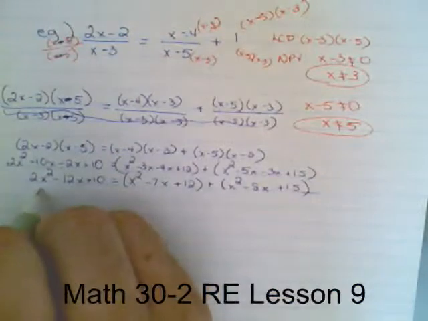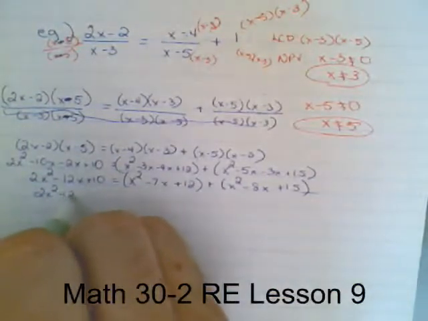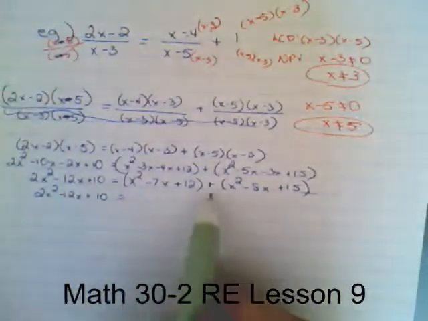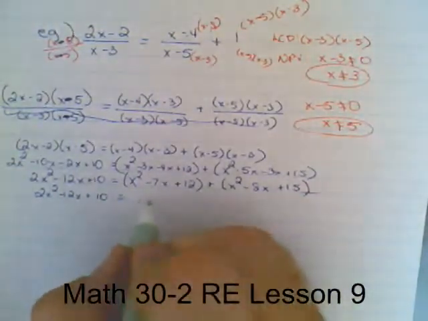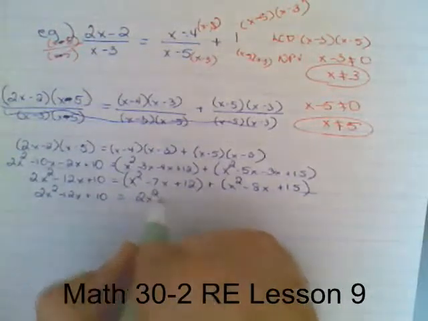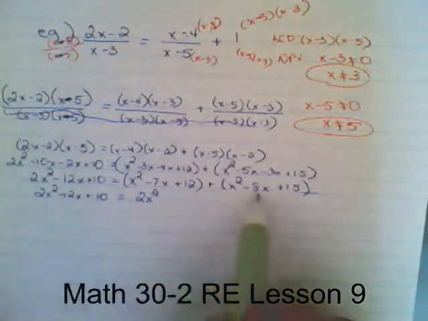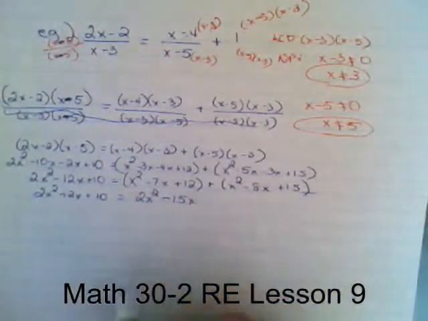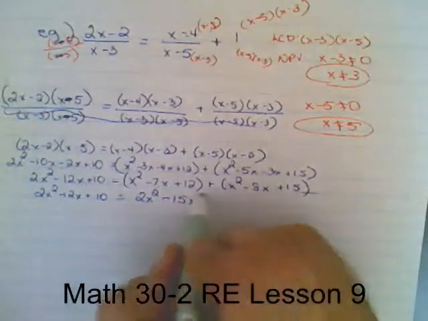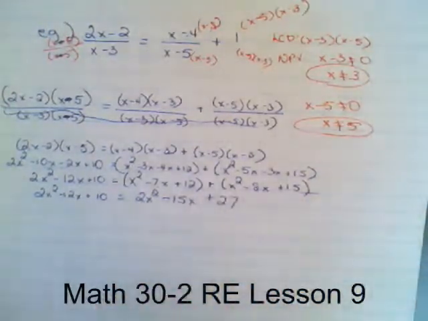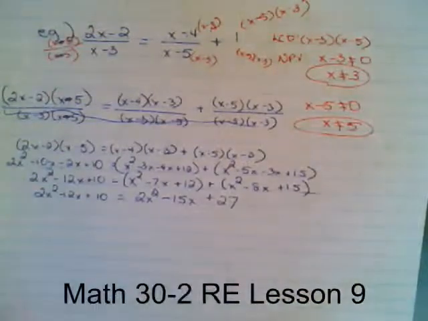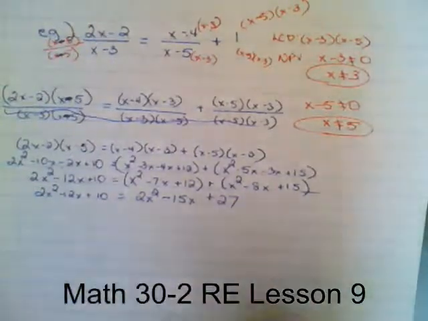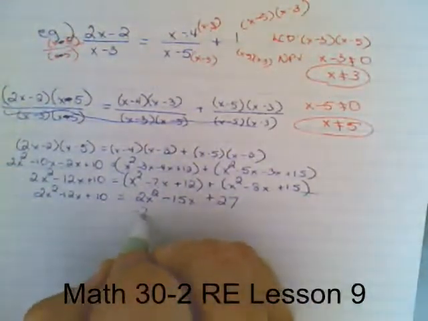Cleaning this up a little bit more, 2x squared minus 12x plus 10. There's nothing to do there. Here I get x squared plus x squared, so I'm going to get 2x squared, sorry. Here I get negative 7x plus negative 8x. Negative 7 plus negative 8 is negative 15x, and 12 plus 15 is going to be 27. I've got a quadratic, so I'm going to try to put it all to one side. I'm going to put it all onto the left, purely because I need to pick one.